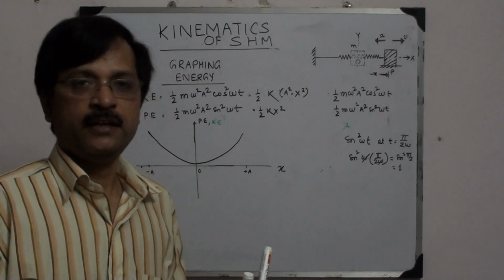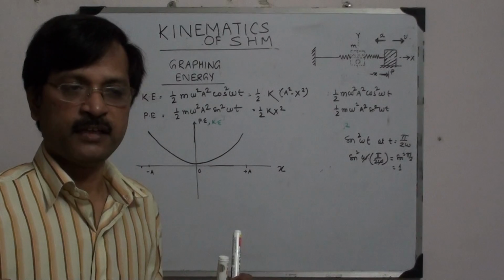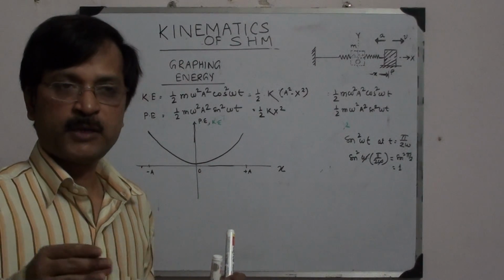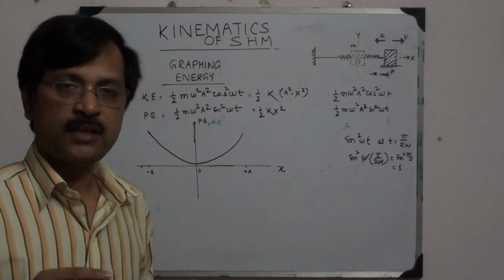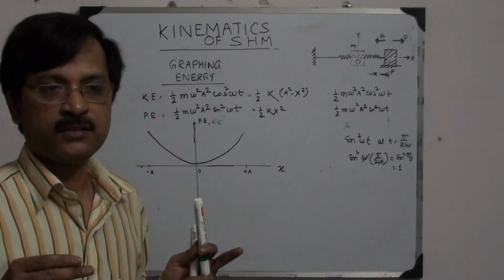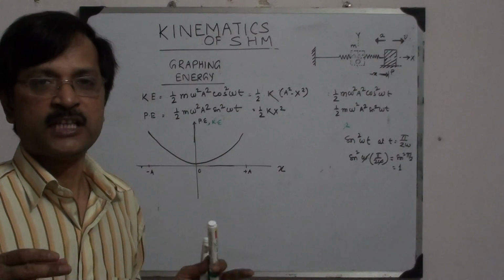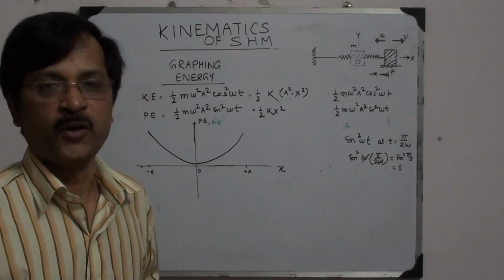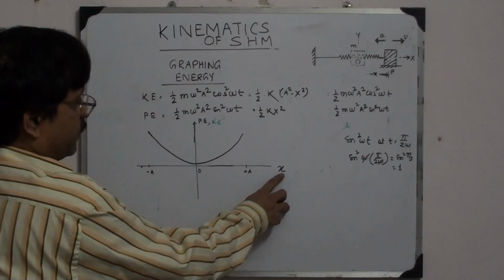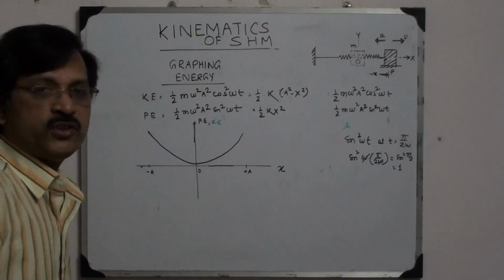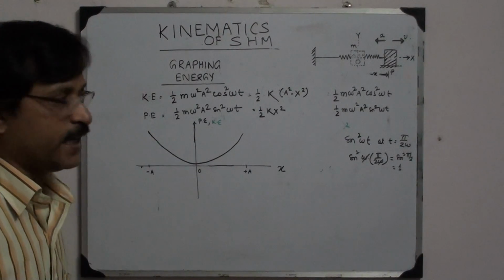So, having explained the variation of potential energy and kinetic energy with respect to time in the cycle of SHM, let us now try to depict these two energy quantities in a graphical manner with respect to the position of the body. Now, I have drawn the position of the body. Instead of time t, I have taken position x in the x-axis. In the y-axis I am going to plot PE and KE.